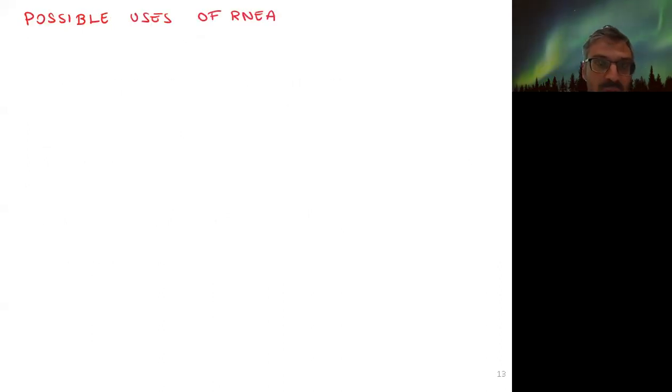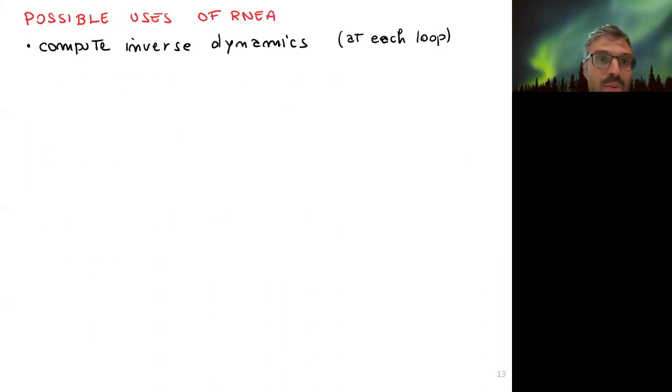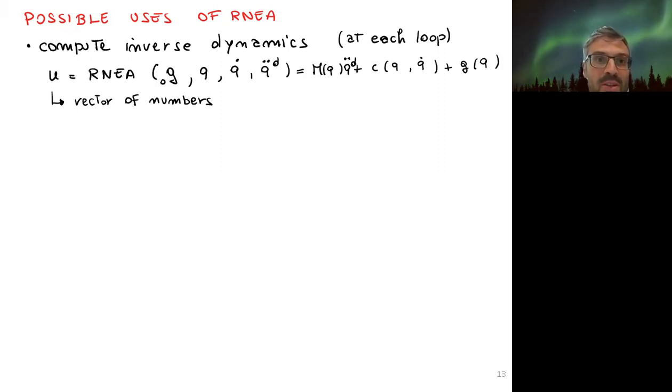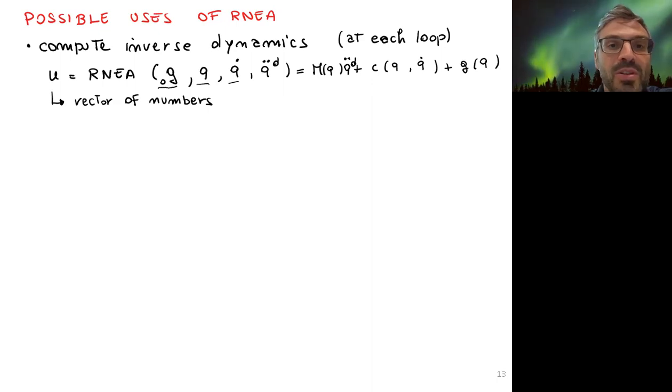Then, as a possible use of this algorithm, as we said, the main one is to compute inverse dynamics torques. How do we do that? We will see this in the lab session. We call the algorithm with 4 parameters. One is the gravity vector that we provide, and the other ones are the position of the joints, velocity of the joints, and acceleration of the joints.